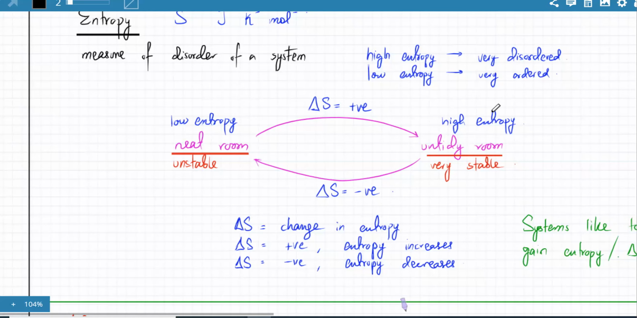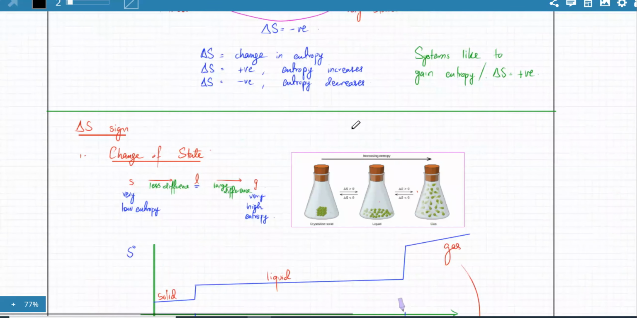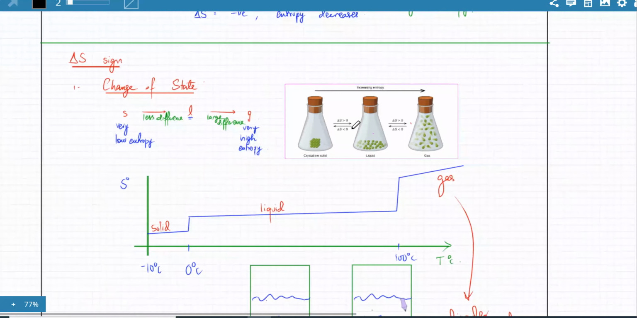And I told you that high entropy states are kind of more stable. Low entropy states or the orderly states are kind of unstable. I explained why systems like to go towards higher entropy. They like a more stable state. So it's easier to go into a high entropy state. And then we talked about how to figure out the sign of delta S, and I told you that you can figure that out by looking at the change of state. So solid to liquid to gas, that's an increase in disorder.